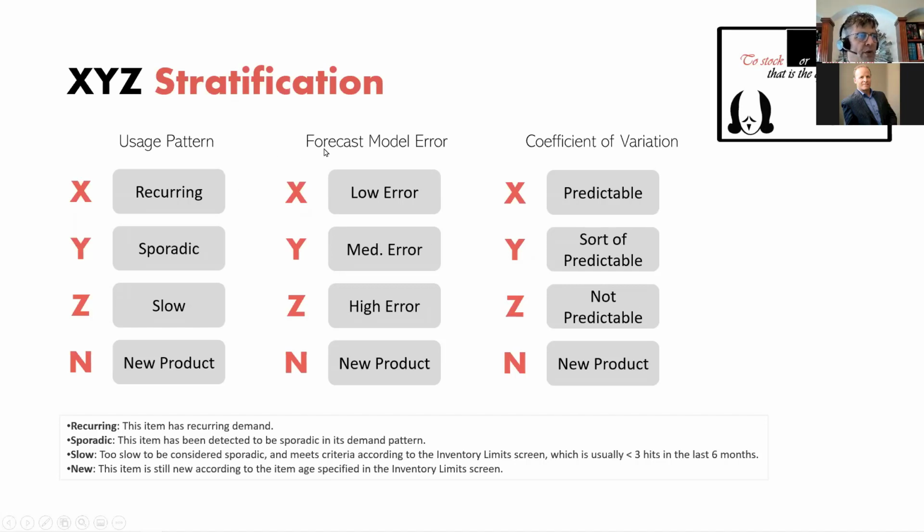And really, no matter which one of these you use, they line up, in my mind, very similarly. Recurring demand items are typically easy to forecast because we have lots of data points on them. So that would mean low error, and they tend to be very predictable. The sporadic items have medium error, and they're sort of predictable. And then the Z items that are slow typically also have high error and are not very predictable as it relates to getting a really good forecast on that item. So no matter which one of these you pick, they all come from the same sort of thought process.